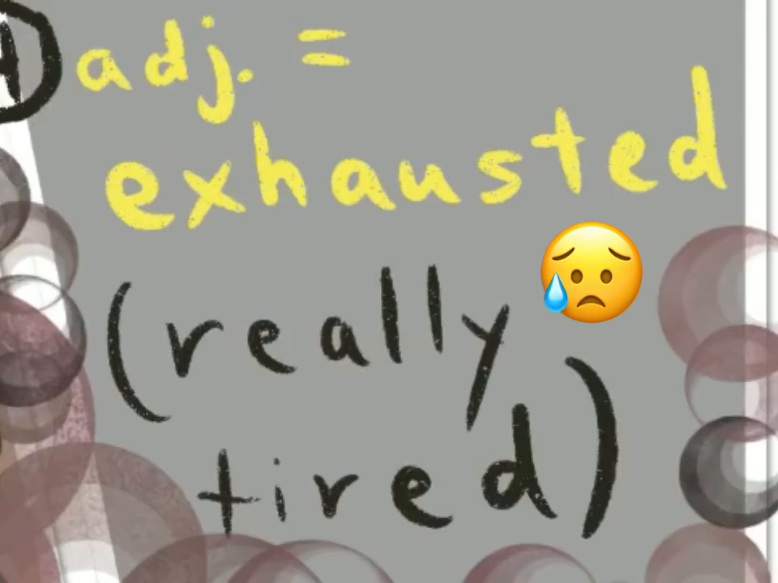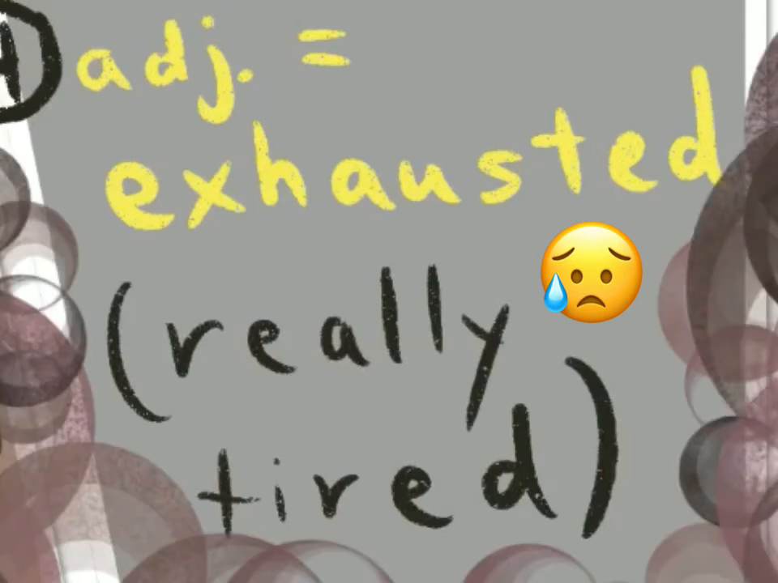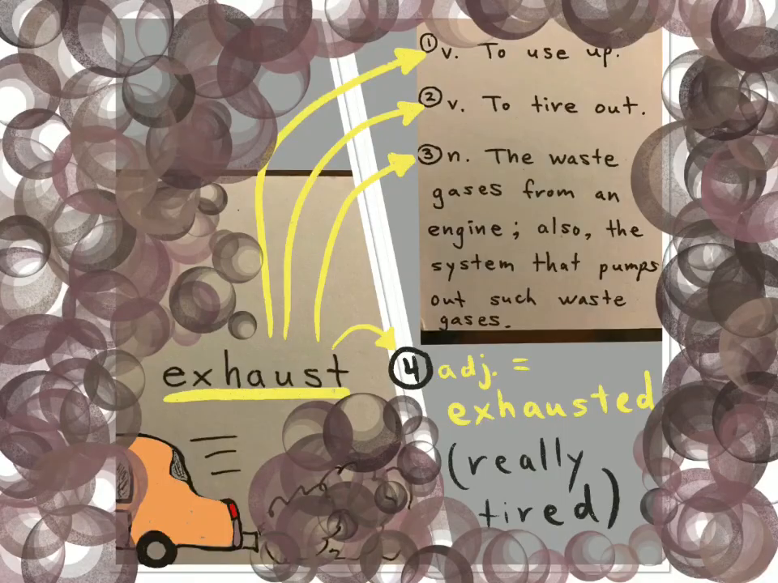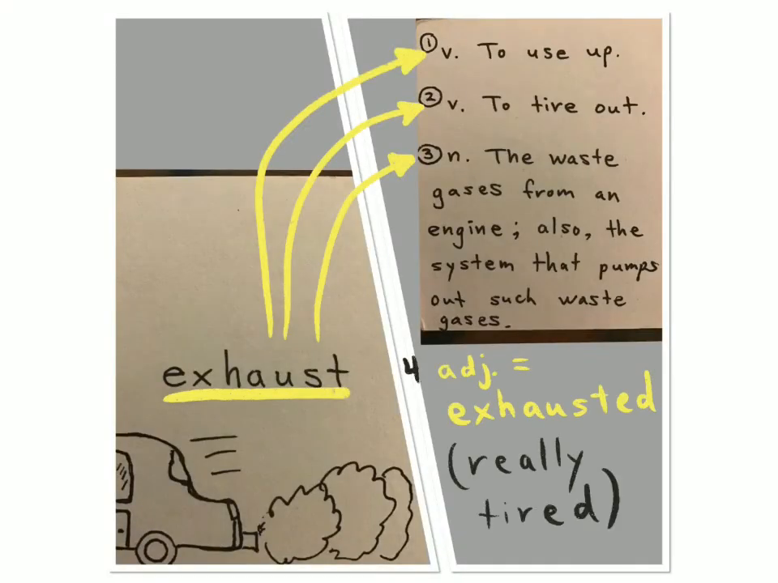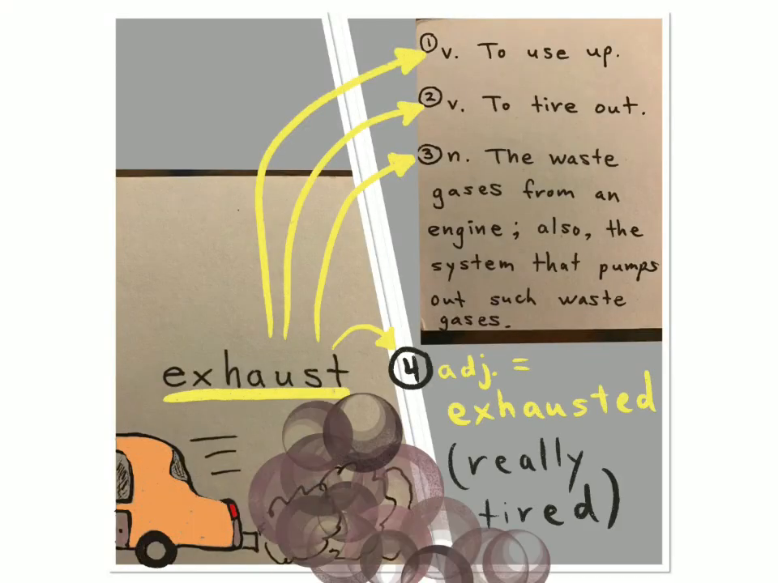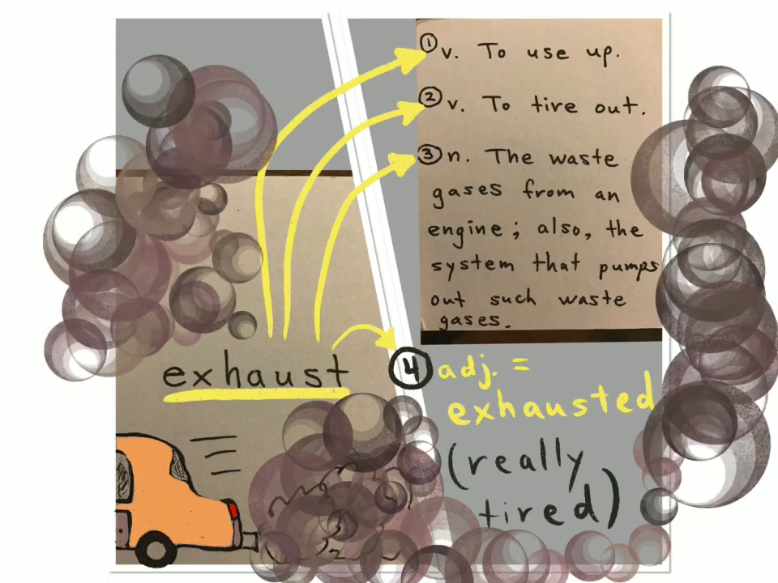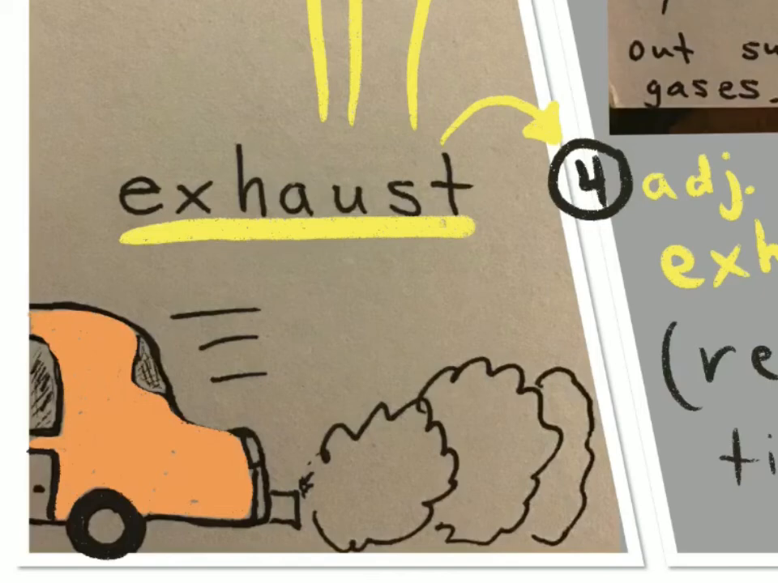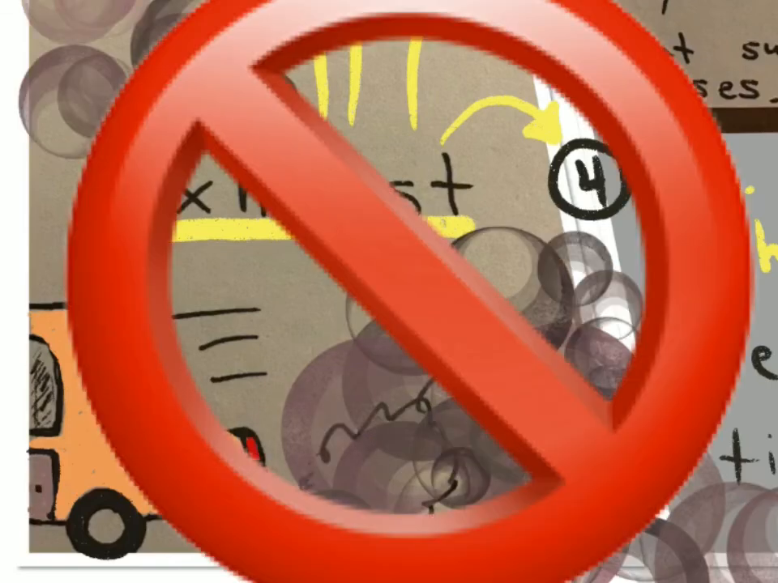Exhaust is a real problem in today's world. To exhaust means to use up or to tire out. It's also the waste gases from an engine or the system that pumps out such waste gases. We need to try to reduce the amount of exhaust in our world. If we do this, we can keep many endangered animals from going extinct.